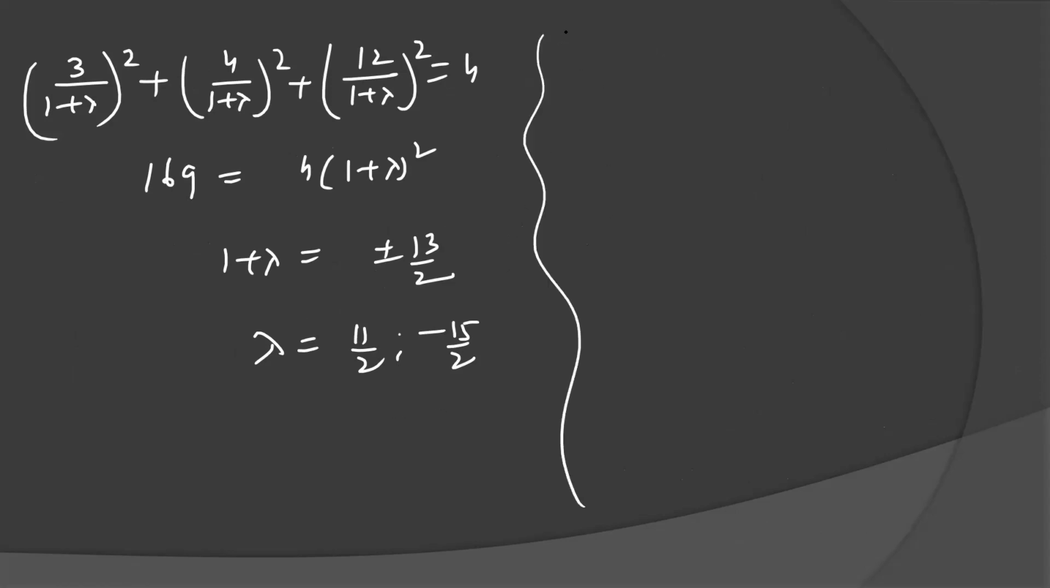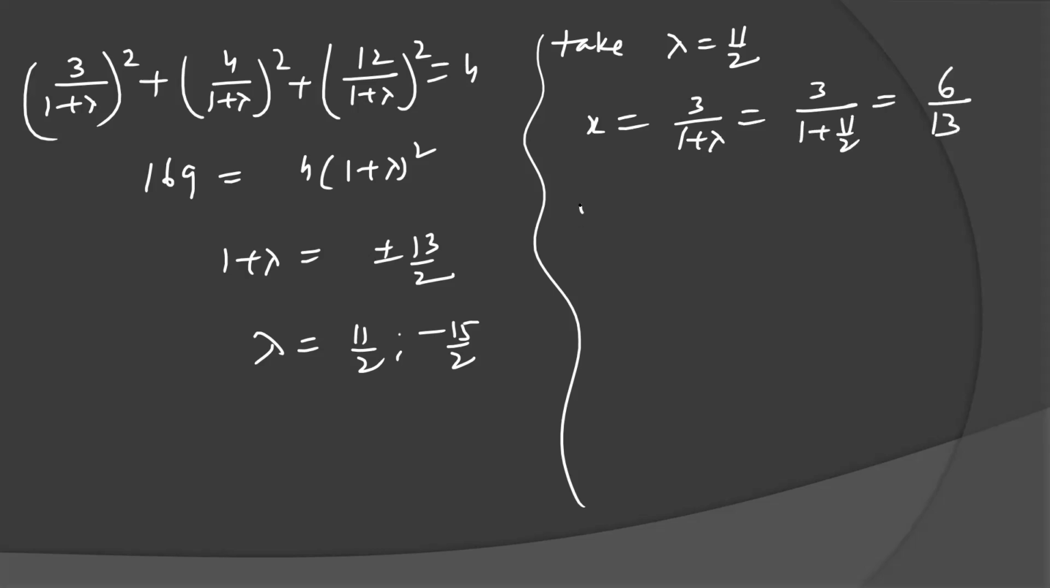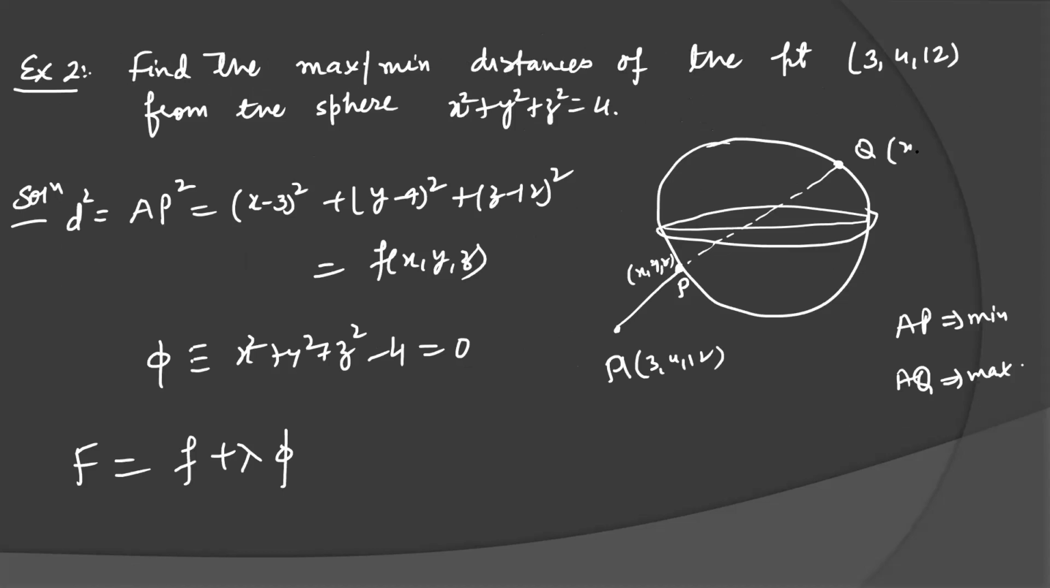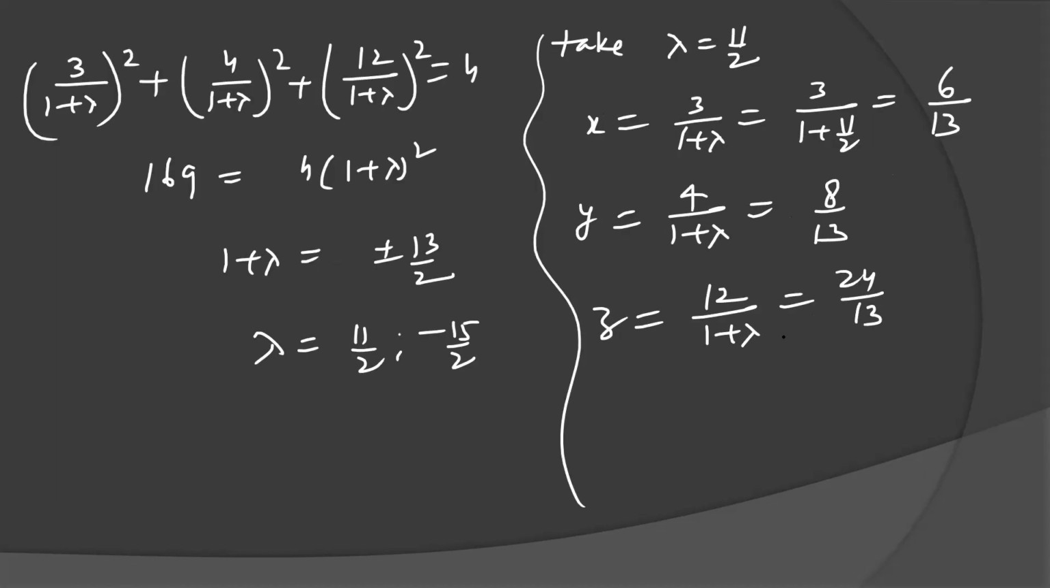If you take lambda equal to 11 by 2, then x is going to be 3 over 1 plus 11 by 2. It will give you 6 by 13. y is equal to 4 by 1 plus lambda, it will give you 8 by 13. And z equal to 12 by 1 plus lambda will give you 24 by 13. So now you have a point. It can be P and it can be Q also. I don't know which point it is. We can suppose this is x, y, z. We don't know, we will see according to the values we get.